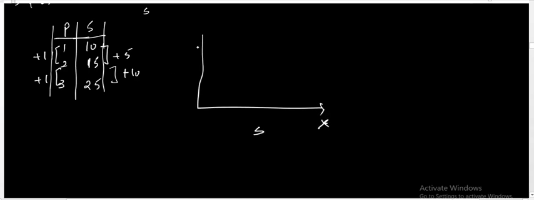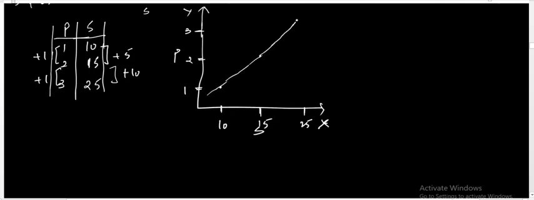This is X, this is your supply, this is your price. Price of 1, price of 2 and price of 3. Supply of 10, 15 and then 25. Okay. Now at the price of 1, there was a supply of 10. At the price of 2, there was a supply of 15, and at the price of 3 there was a supply of 25.